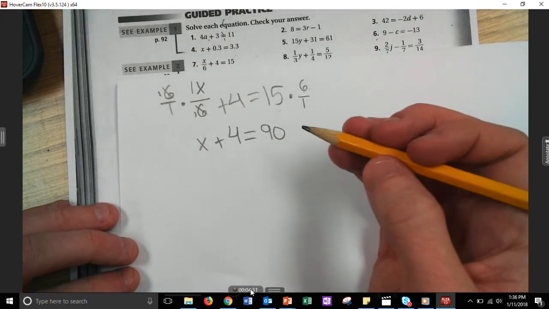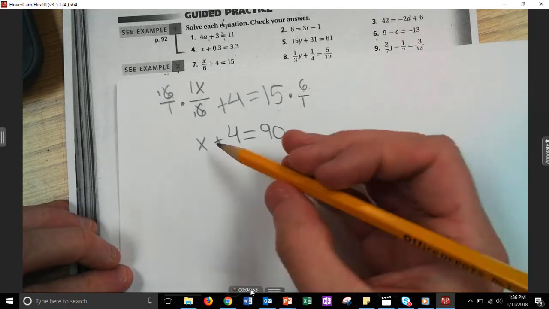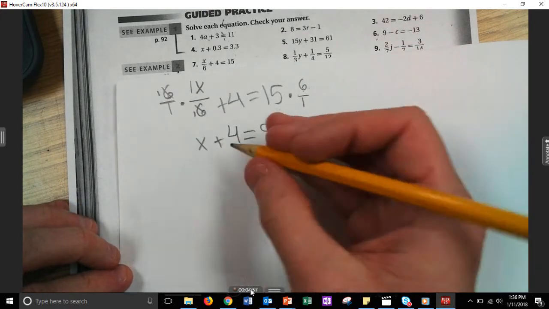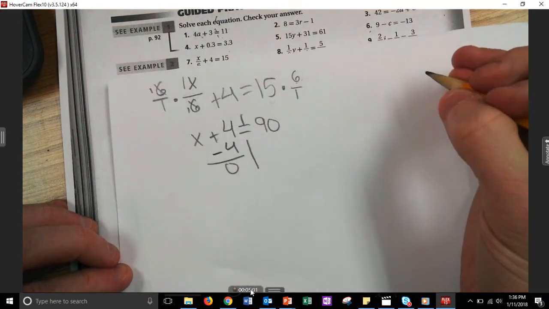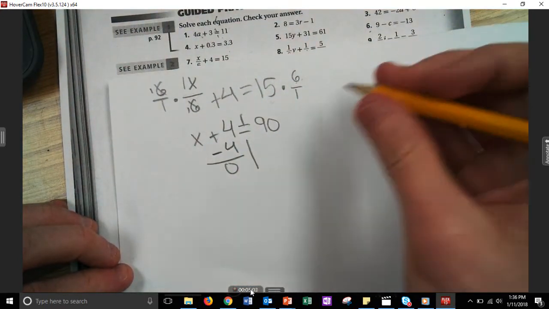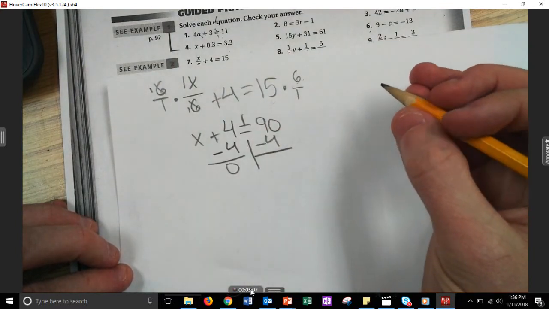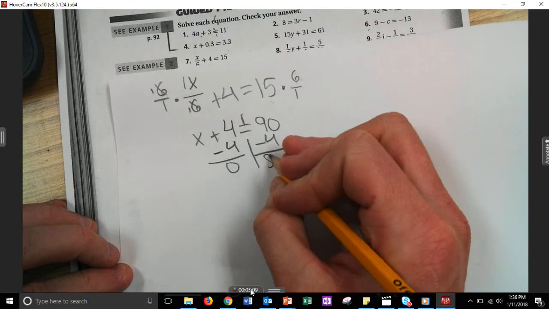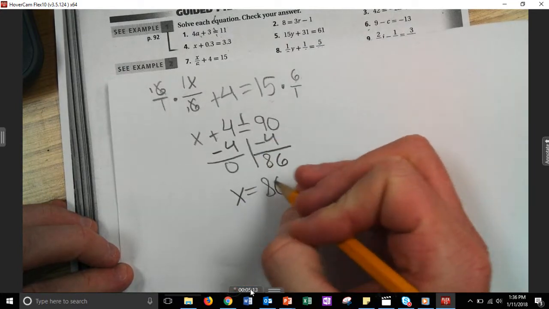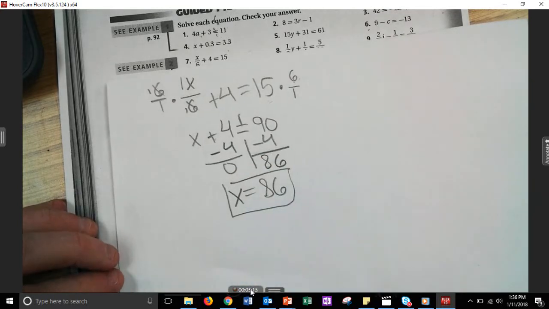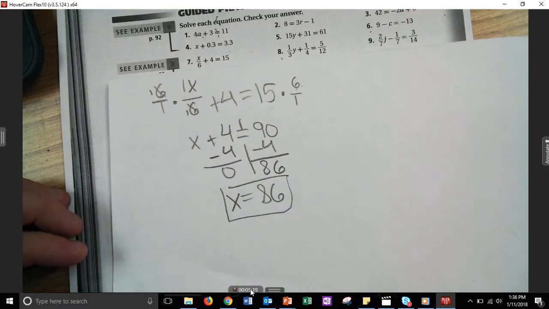Now the next step, all we need to do is do the inverse operation again. The opposite operation of adding 4 is subtracting 4, we get 0. What we do to one side, we do to the other. So now subtract 4. 90 minus 4 is 86. So x equals 86 in this problem.